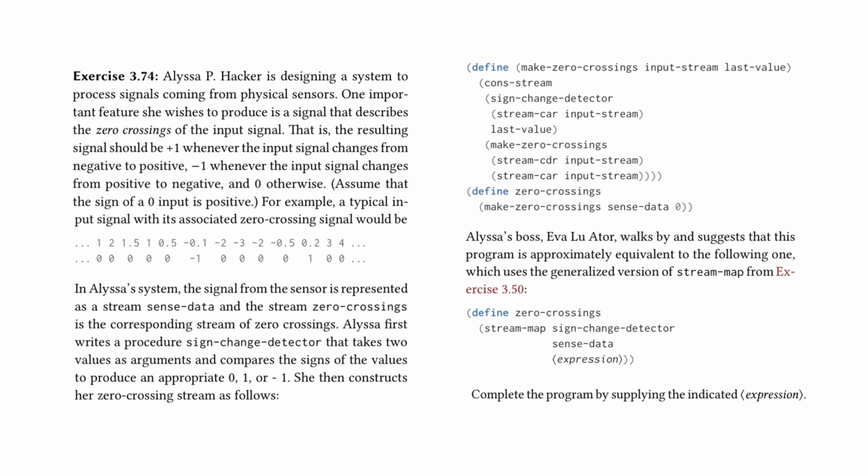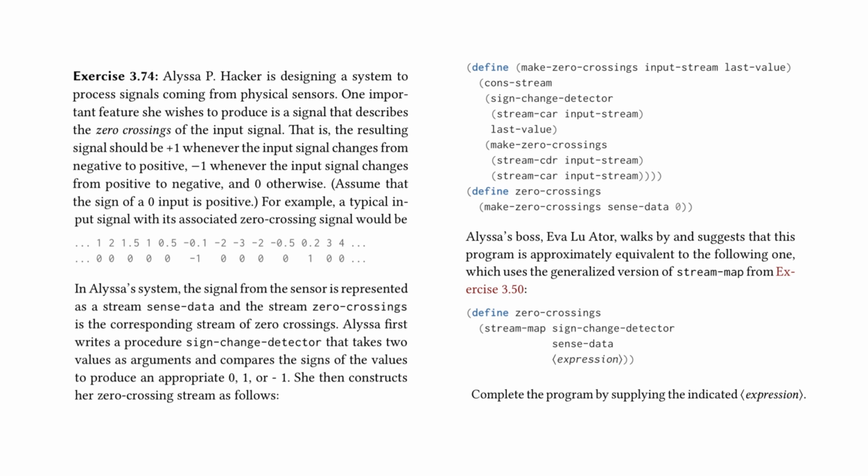The exercise goes on to read, in Alyssa's system, the signal from the sensor is represented as a stream sense data, and the stream zero crossings is the corresponding stream of zero crossings. Alyssa first writes a procedure, sign change detector, that takes 2 values as arguments and compares the signs of the values to produce an appropriate 0, 1, or -1. She then constructs her zero crossing stream as follows, and we have the definition of zero crossings and make zero crossings.